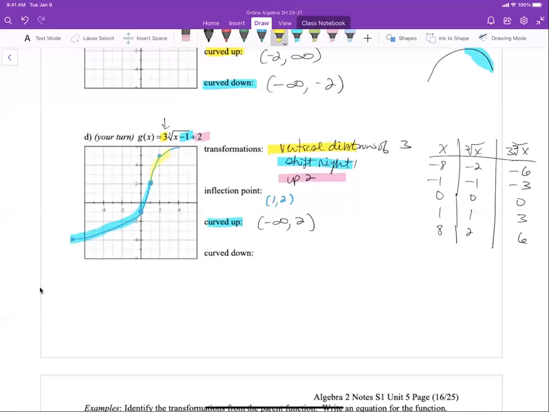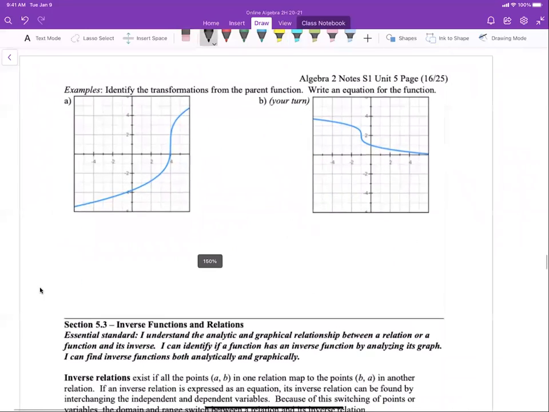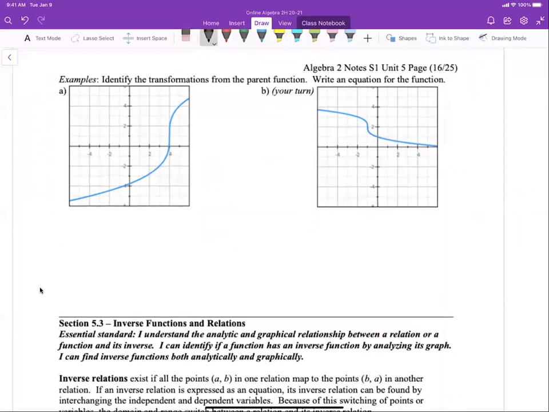Where am I curving down? We start from 2 and go all the way to positive infinity. Okay. All right, 2 more to go. Now we get to actually take a graph and create the equation. So what do they want us to do? They want us to identify the transformations and write an equation.